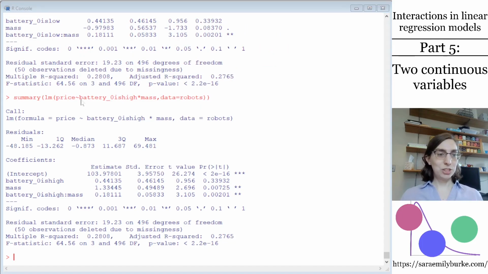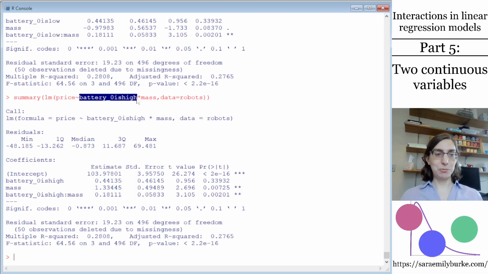And I've switched it out for the 0 is high version of battery life to change the reference point, and when battery life is 1 standard deviation above the mean, the association between mass and price is 1.33, and it is statistically significant, indicating that heavier robots are more expensive as long as their battery life is high.